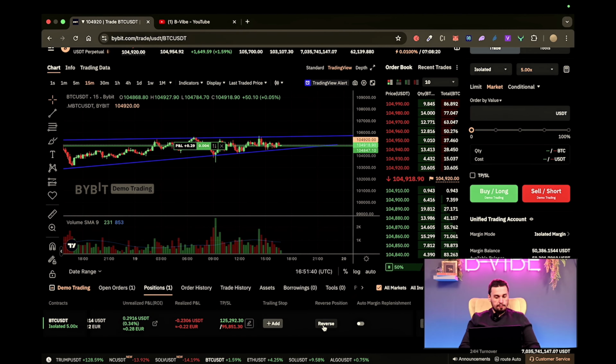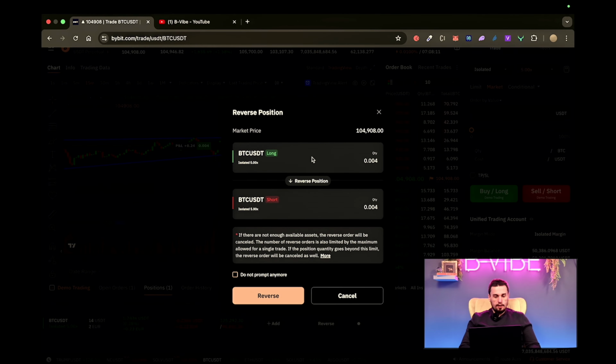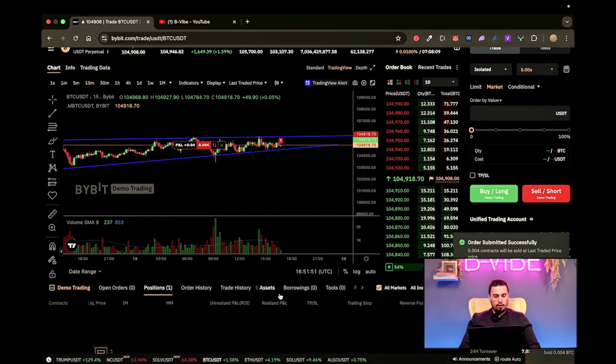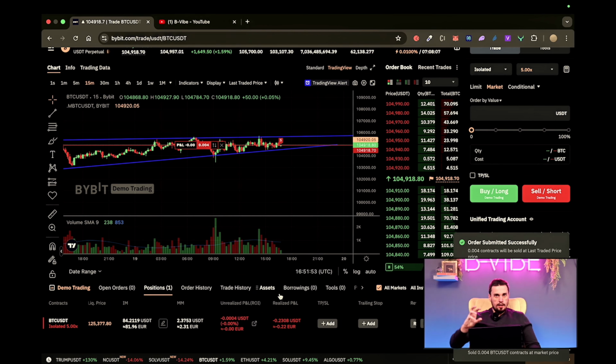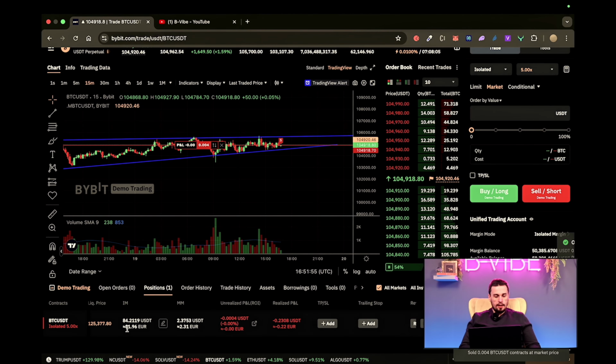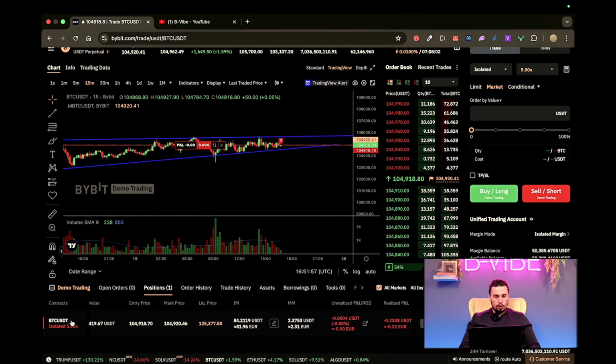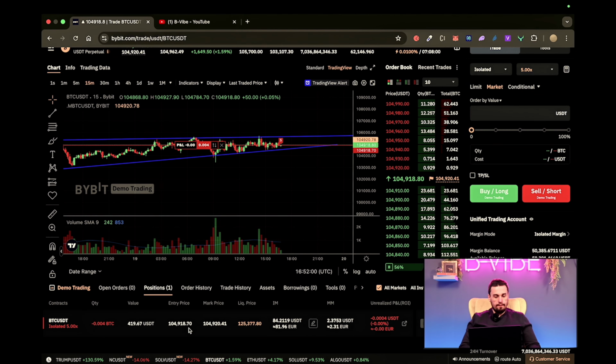We can reverse position. So if you see that the market switched, it started to go in a different direction, you can press reverse and you will automatically close the long position and enter the short position with the same value. So you see that the markets are quickly switching from one direction to one sentiment to another, from big demand to big supply, or vice versa.